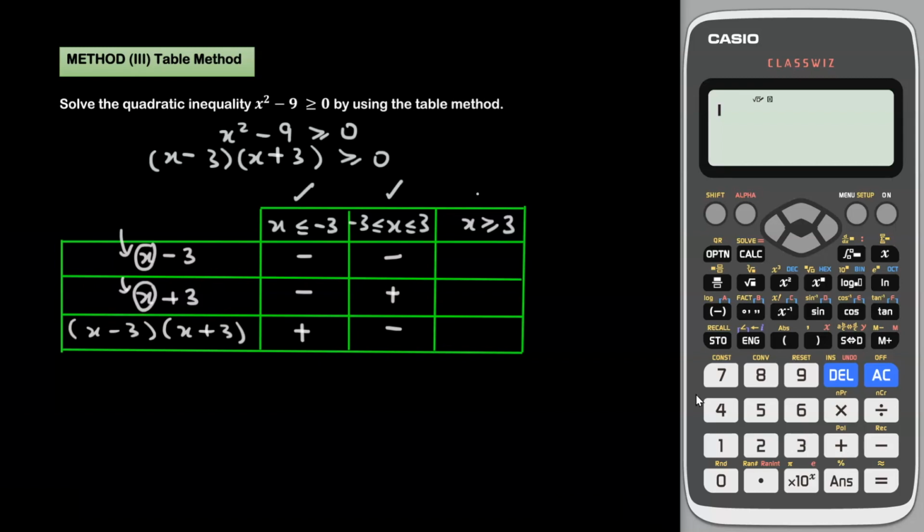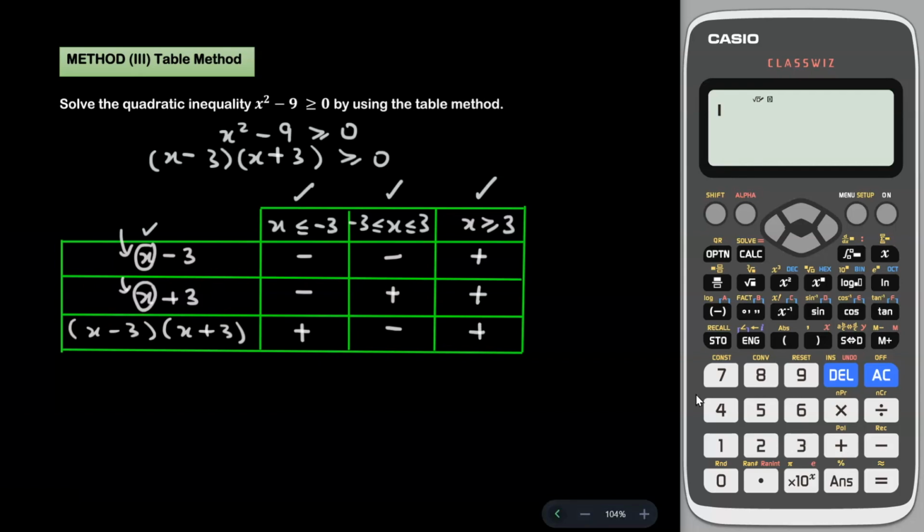Okay, then the next one, x more than or equals to 3. Let's say it's 4. So we're going to put it inside here. 4 minus 3 is 1, which is positive. Then 4 plus 3 is 7, so it's also positive. So positive times positive, we get positive.